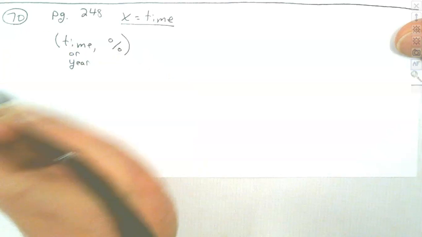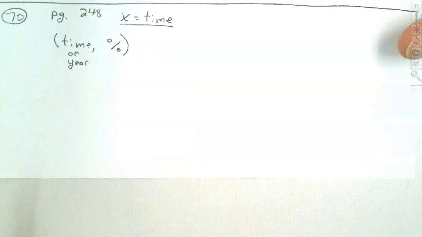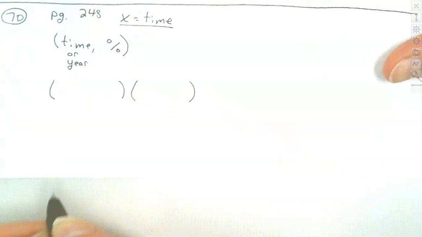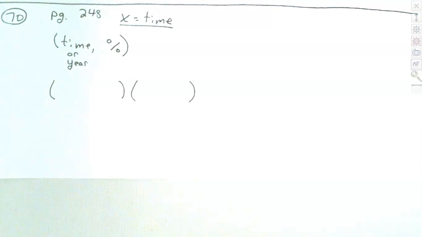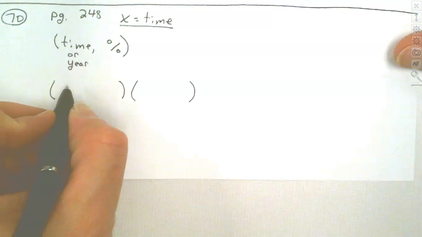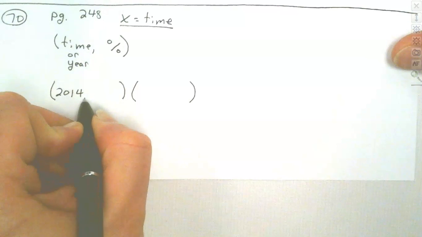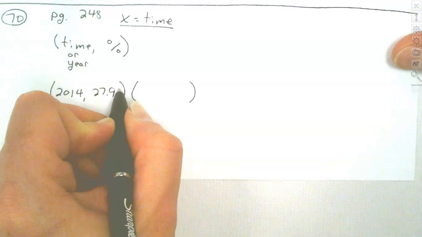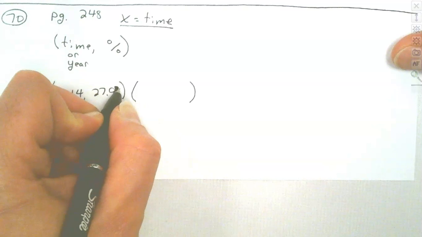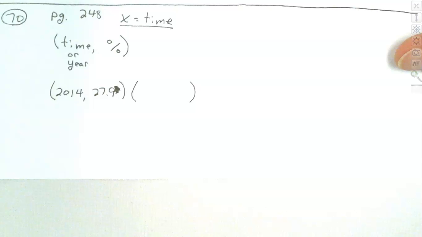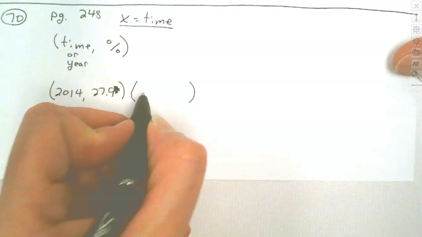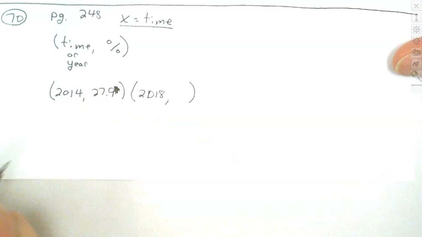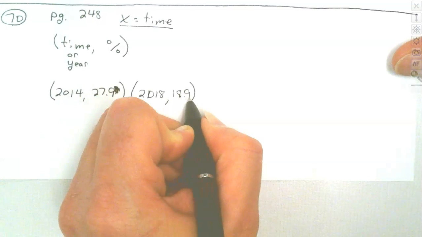So let's find our two ordered pairs. We've already talked about how the viewership is decreasing, so it should be negative. We looked at 2014, and that was 27.9%, and we don't need the percents there. We'll put those on at the end. And then we looked at it again in 2018, and that was 18.9%.